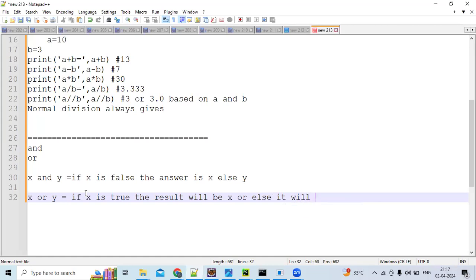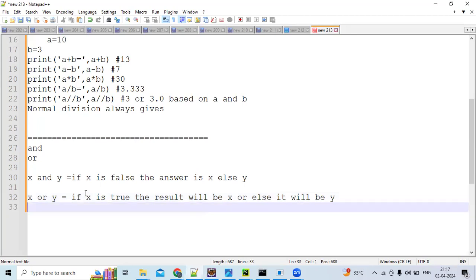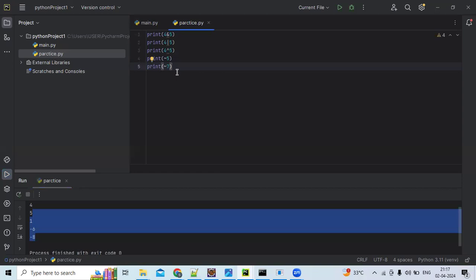Am I correct, guys? So for this, see, I just want to touch the complex part of yesterday. So let us try these two operators, and we'll do a quick revision, and we'll move on from here, okay. Okay, like print of x and y, yeah, print of 10 and 20. So if x evaluates to false, then the result is x, else y.